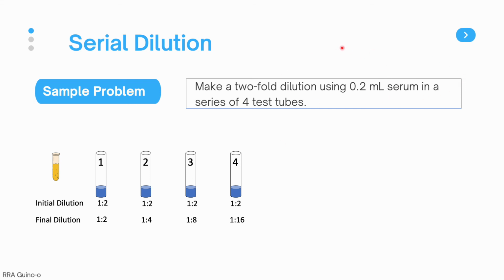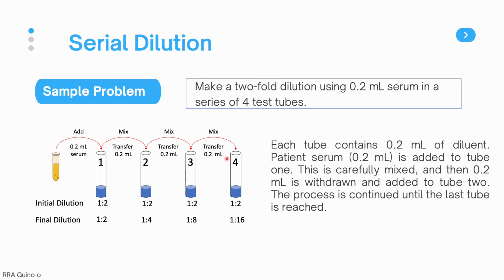So our sample here is 0.2 ml of serum. That means we just add our 0.2 ml of serum to tube 1, then we transfer 0.2 ml from tube 1 to tube 2, 0.2 ml from tube 2 to tube 3, and then 0.2 ml from tube 3 to tube 4. In this problem, each tube contains 0.2 ml of diluent because we are making a 1:2 dilution, or a 2-fold dilution, for all the tubes. Then patient serum, which is again 0.2 ml, is added to tube number 1. This is carefully mixed, and then 0.2 ml is withdrawn and added to tube number 2, and the process is continued until the last tube is reached.